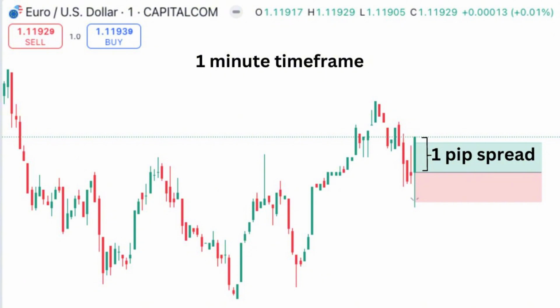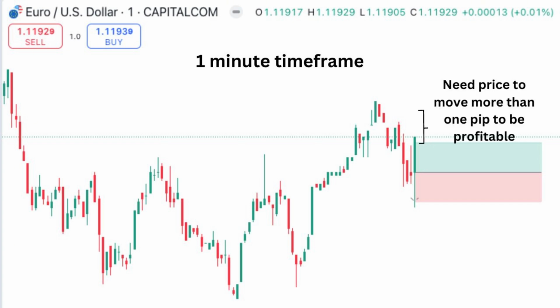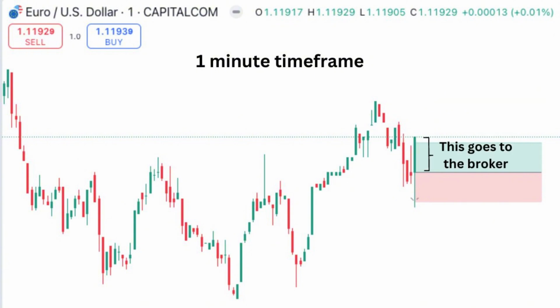Next, I want to show you why trading costs will impact your profitability much more on the lower time frames than on the higher time frames. So here again, we have Capital.com on the TradingView platform. This is the 1 minute time frame, and my take profit and stop loss are set at a 1-to-1 risk reward ratio of 1 pip from the entry. So now, to be profitable here, I would need the price to move more than 1 pip above the green, because that first pip will go to the broker, as we saw earlier.